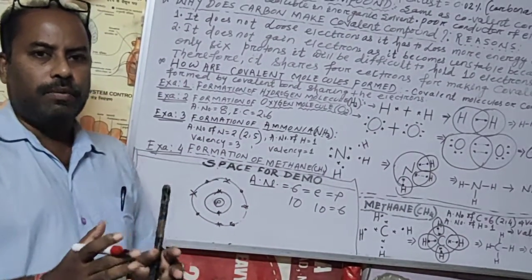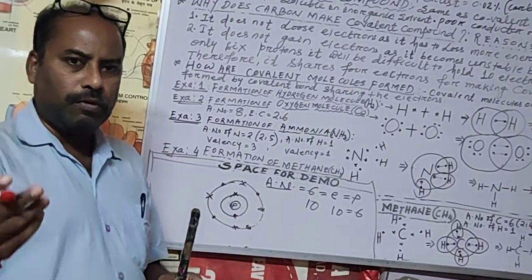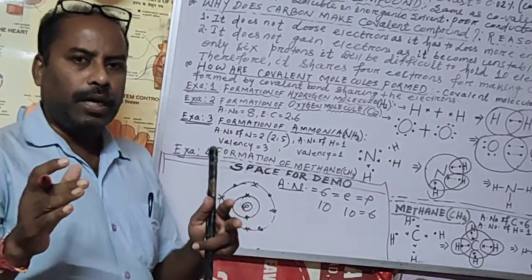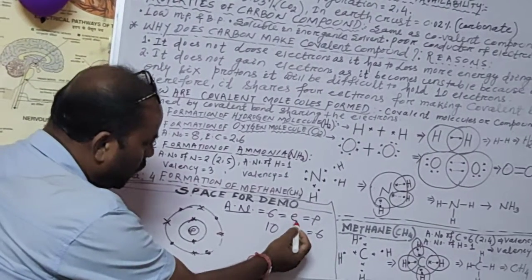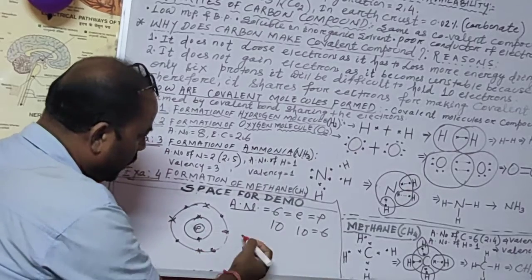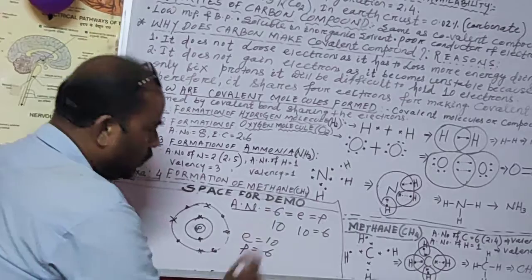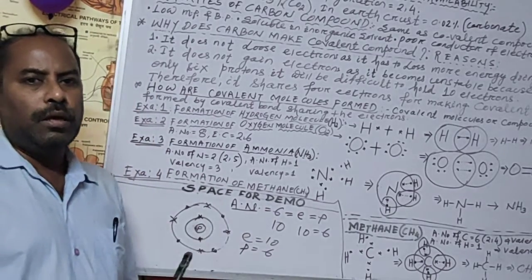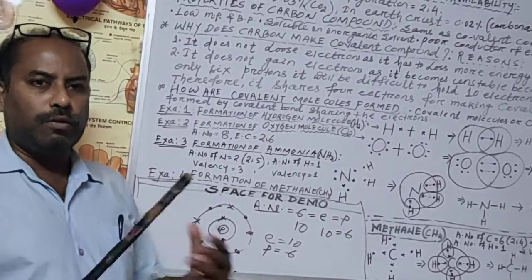The number of electrons always remains equal to the number of protons. The number of negative charges is equal to the number of positive charges. That's why the atom is electrically neutral. But when it gains four more electrons, its electrons will be 10, but protons will remain 6, which makes it very difficult for the carbon atom to be stable. So it can neither gain nor lose electrons.